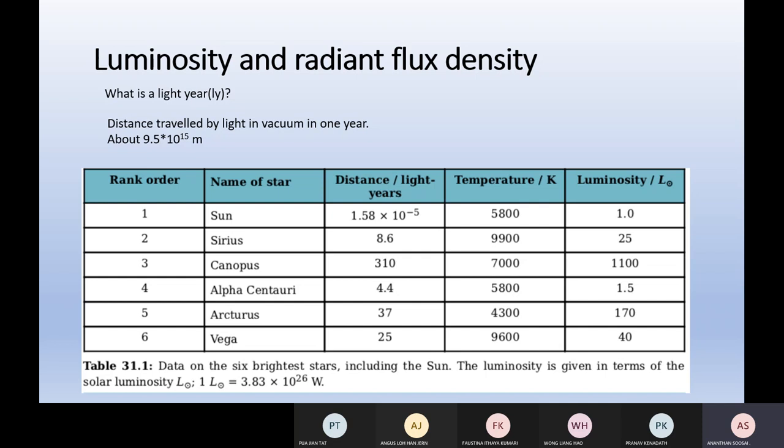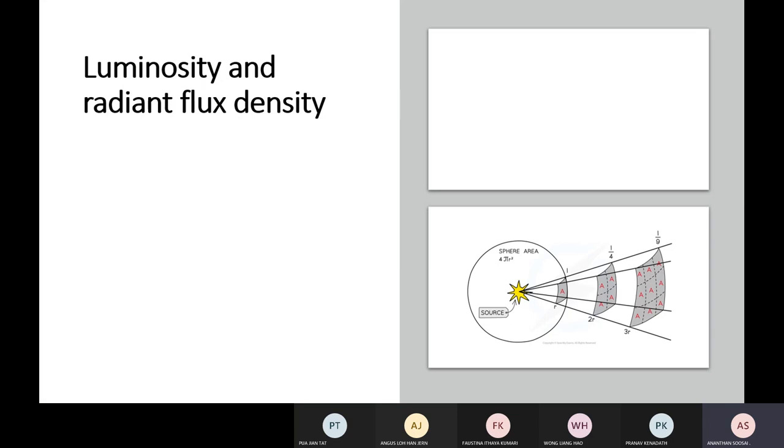Some galaxy stars, all are standard candles. Distance, we don't know yet how to find. Surface temperature we also haven't discussed yet. First, luminosity is found by using these standard candles. So this is how they are related.